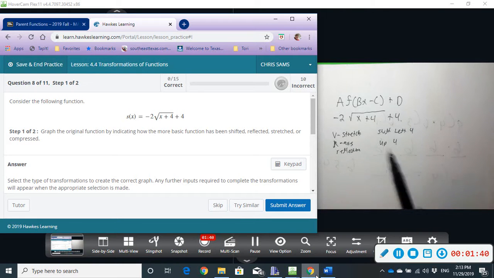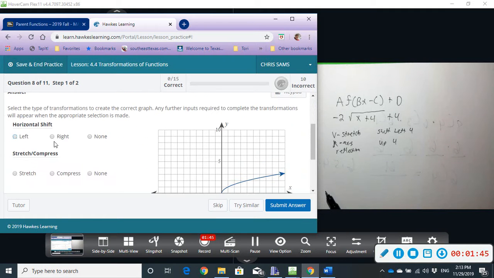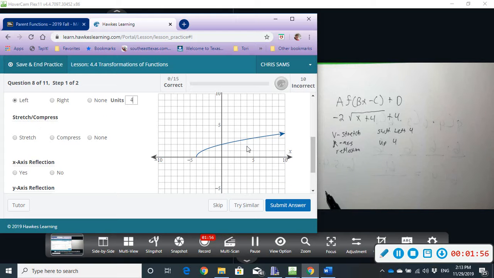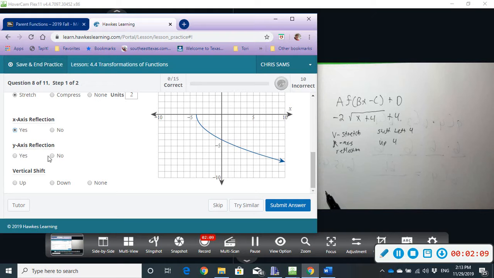Okay, so these are going to give us our translations and reflections. And we're going to tell each of those. So we have a horizontal shift left this time of 4 units. We have a vertical stretch by a factor of 2. And we have a reflection across the x-axis because that's negative. And then no y-axis reflection, nothing on the B, the x sign. And then a vertical shift up 4 units.